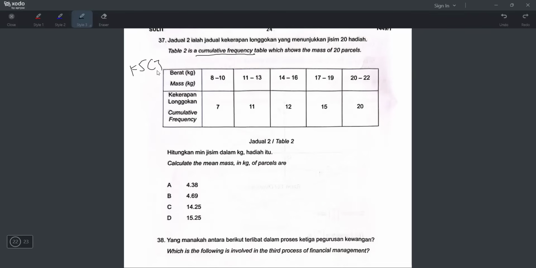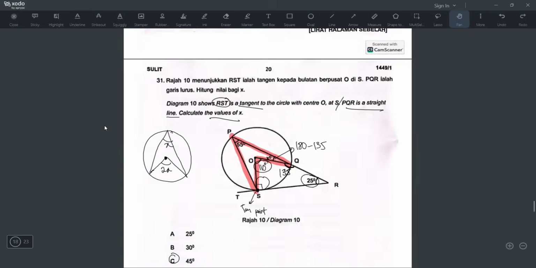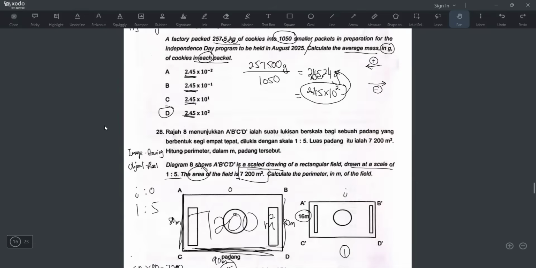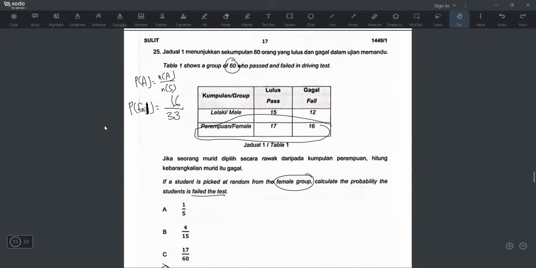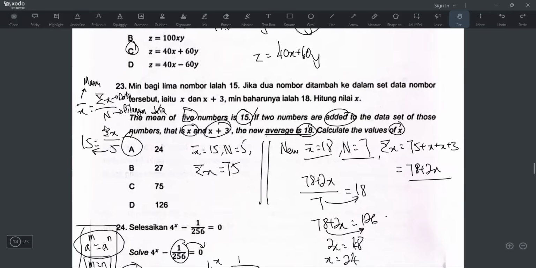They give you a cumulative frequency table which shows the mass of 20 parcels. So this is the cumulative frequency. Calculate the mean mass in kg of the parcels. I remember I just mentioned the mean formula to you just now. Let me scroll up and remind you about it. Where is the mean formula I wrote just now? This one. Oh, I erased it just now.